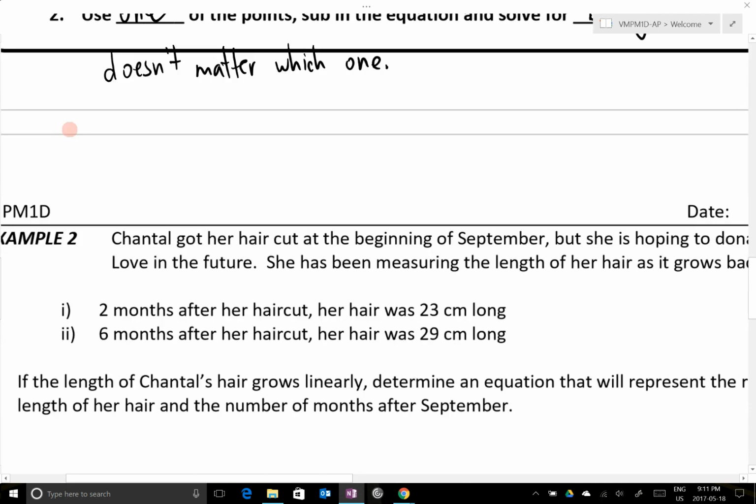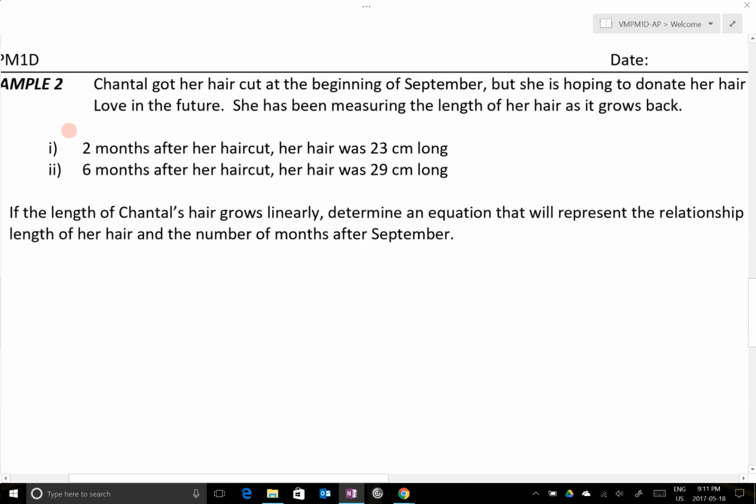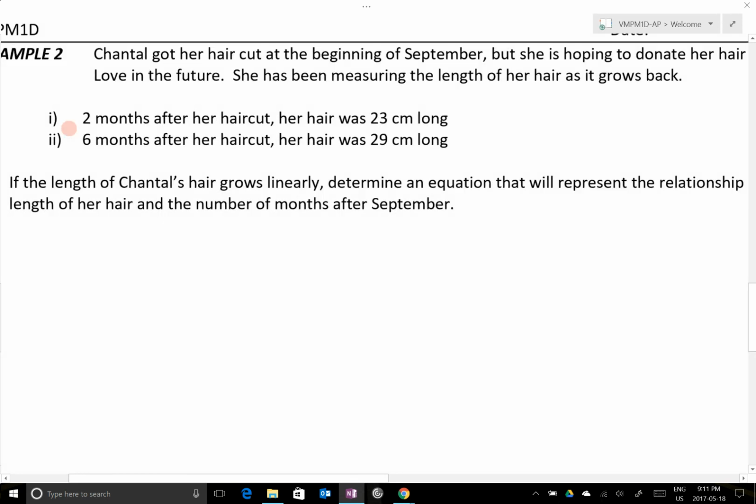Okay, let's look at an application problem. Chantal got her hair cut at the beginning of September, but she's hoping to donate her hair to Locks of Love in the future. She has been measuring the length of her hair as it grows back. 2 months after her haircut, her hair was 23 centimeters long. So if I were to write this as a coordinate, I could write it as 2, 23. 6 months after her haircut, her hair was 29 centimeters long. As a coordinate, it would be 6 and 29.